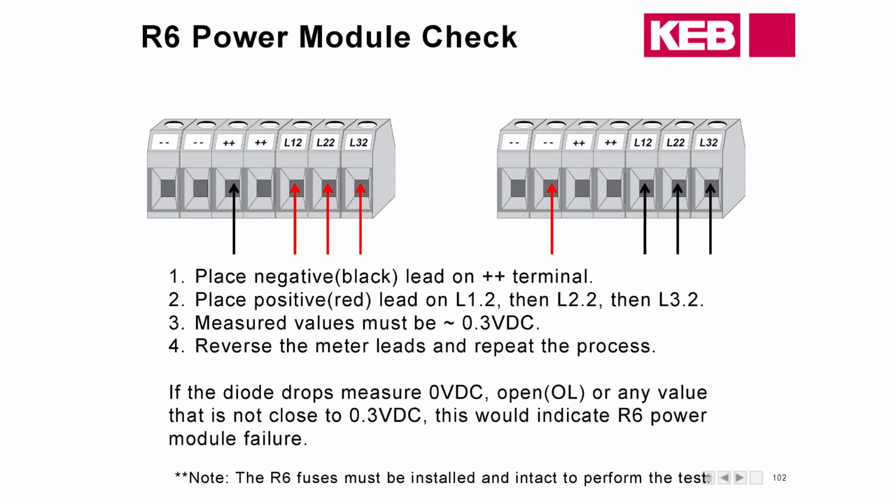We'll talk a little bit more in troubleshooting with the R6 and that procedure, but that is just one thing to be aware of: there are 2 fuses inside the R6, and if you are doing a diode check, you need to check the fuses first. If they're open, you're not going to get the correct reading.